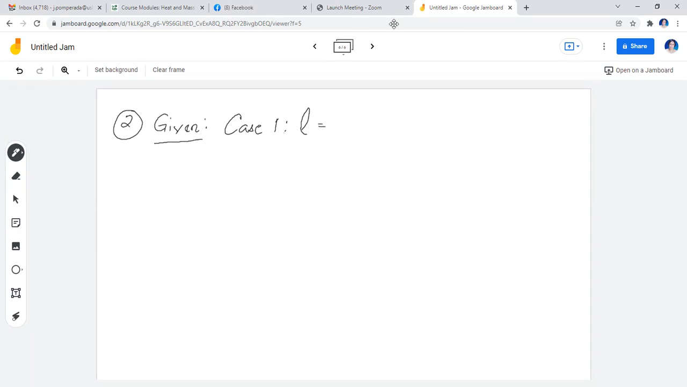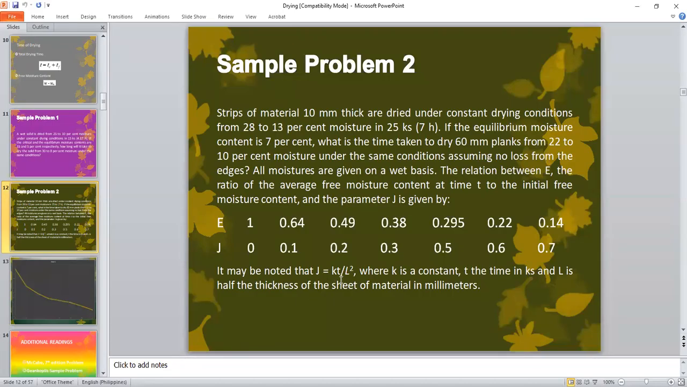That thickness in this problem is not represented as T, but rather it's represented as L, because T in this case refers to the time for drying. So that is why the L that I wrote there in the given is not the length, but rather the thickness of the sheet of material. Okay, so I'll go back to the board.